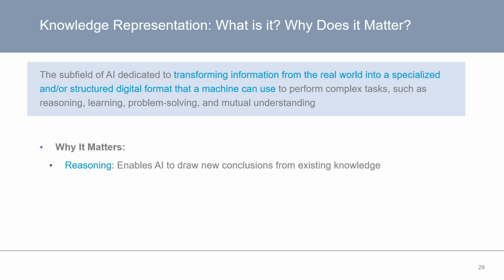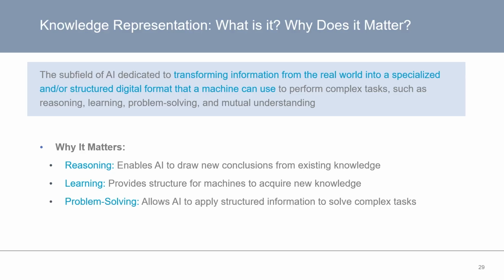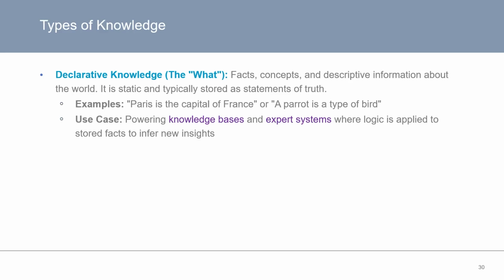mutual understanding. Knowledge representation is important to reasoning in that it enables artificial intelligence to draw new conclusions from existing knowledge. It's important to learning because it provides structure for machines to acquire new knowledge. It's important to problem-solving in general because it allows AI to apply structured information to solve complex tasks. And it's important to understanding in that it bridges the gap between human concepts and machine processing. Over the next few slides, we'll take a look at some different types of knowledge.